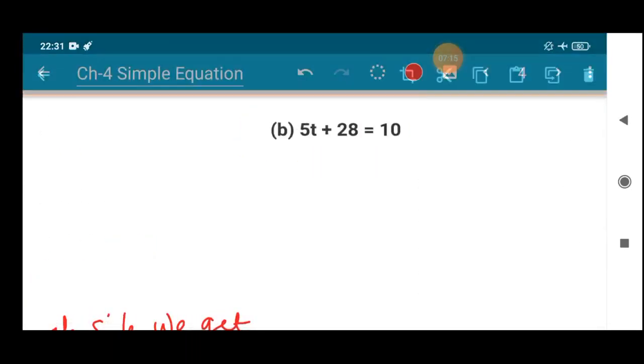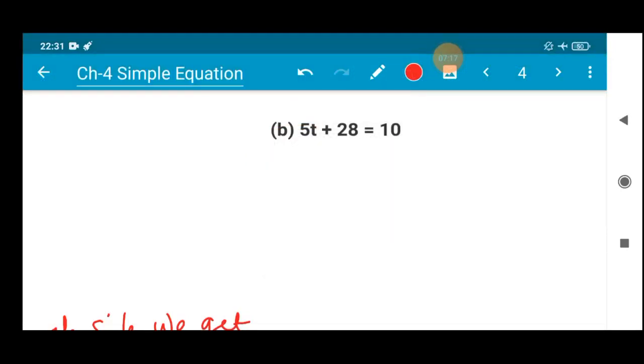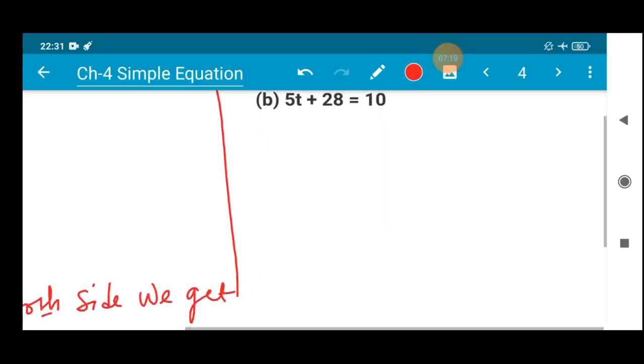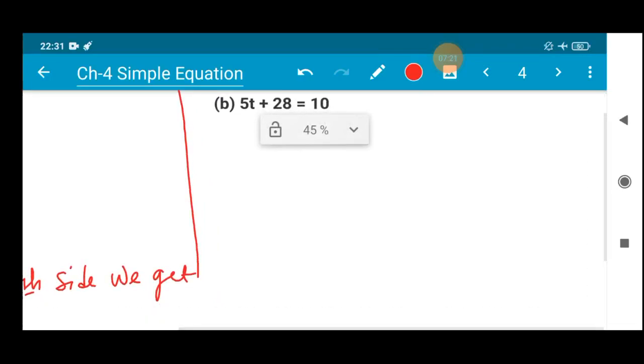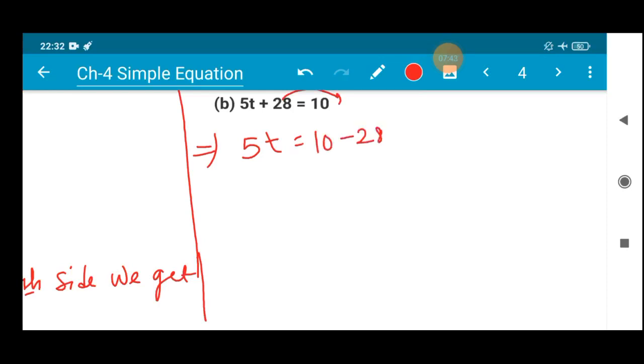All right, let us now do the next one, number B. 5t plus 28 is equal to 10. Okay, so plus 28 is visible to all of you. So let us use the transposition method here. Instead of subtracting 28, let us use a different technique here. If you transpose this number plus 28 to this side, what will happen? It will become 10 minus 28.